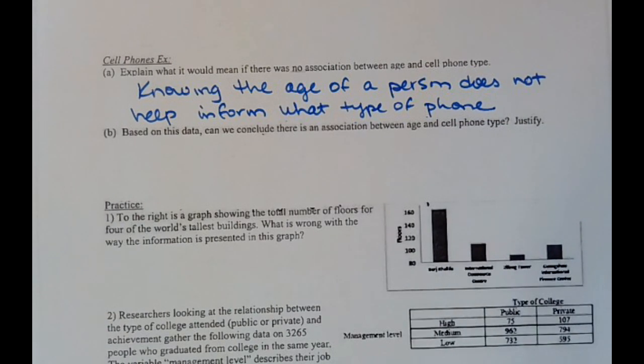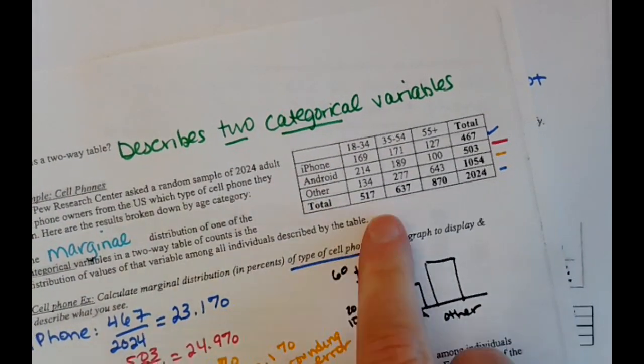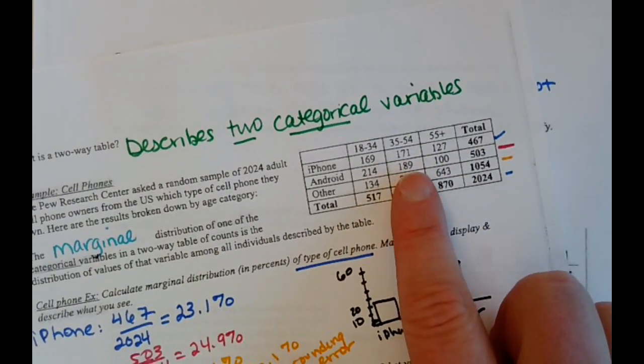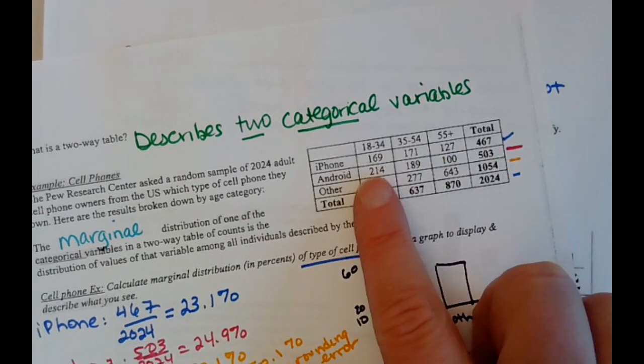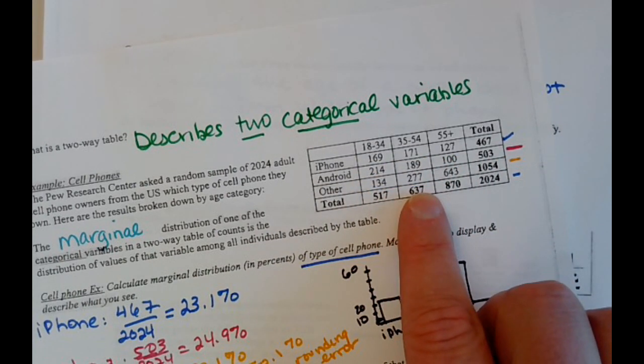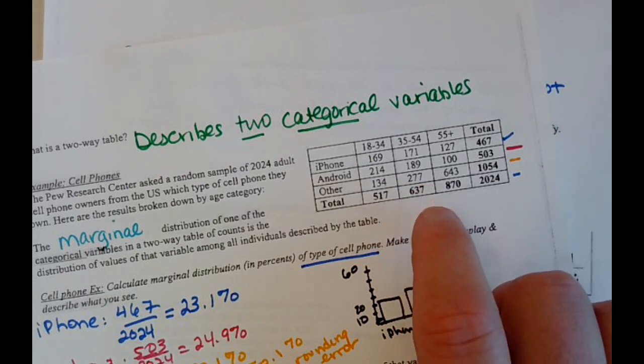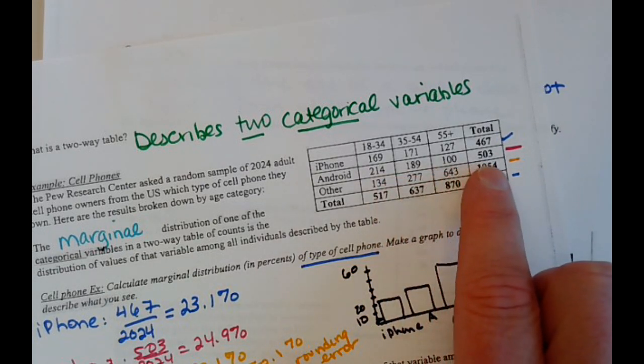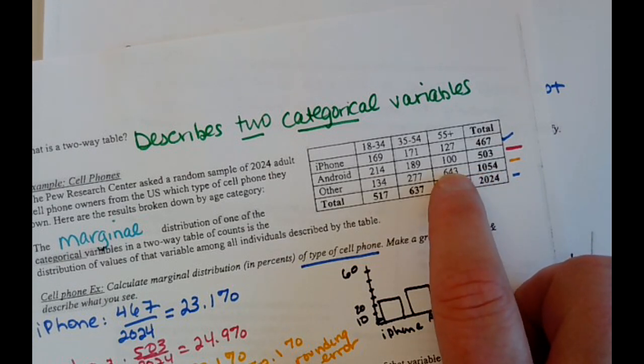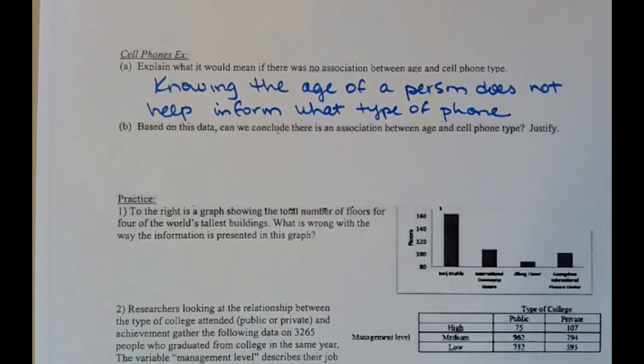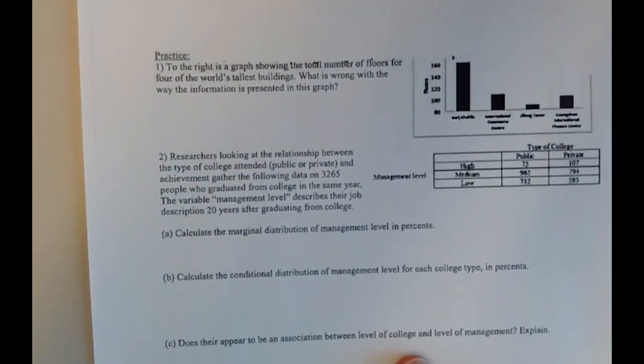Well, there is. Looking at the other graph, there was an association. You could see that if we go back to the data right here, you can see that there were more people at different age groups with certain types of phones. You can see this age group right here, 55 plus, had another type of phone. There's a huge number there. And so you can see that there is an association between the phones and the ages.